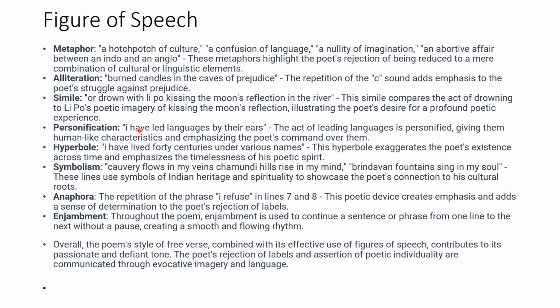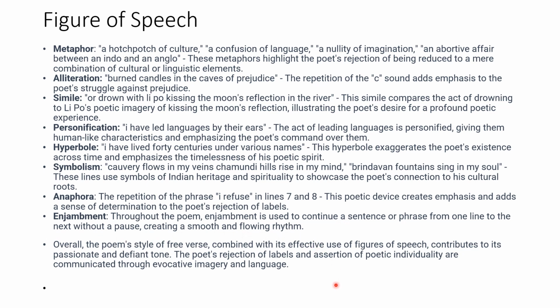Then we have personification: "I have led language by the ears", where language itself is personified. Hyperbole: "I have lived 40 centuries under various names." So the poet's existence is hyperbole. Then symbolism: when we have Kaveri flows, Vrindavan fountains, all these are symbols of Indian heritage and spirituality. Anaphora: "I refuse", repeated 7-8 times. So that's an anaphora. Enjambment: here the sentence continues, it never breaks, it goes from one line to the next, creating a smooth and flowing rhythm.